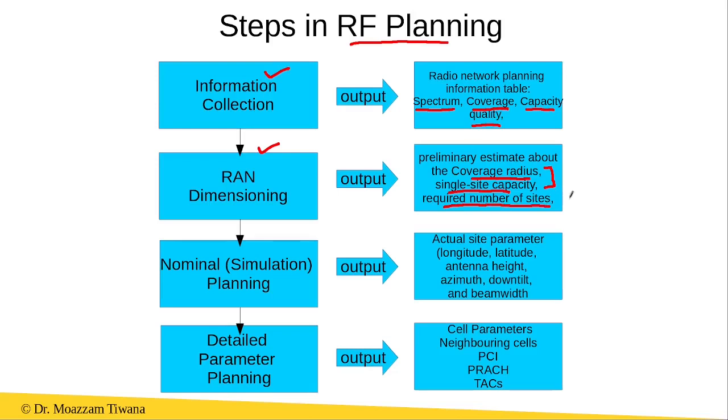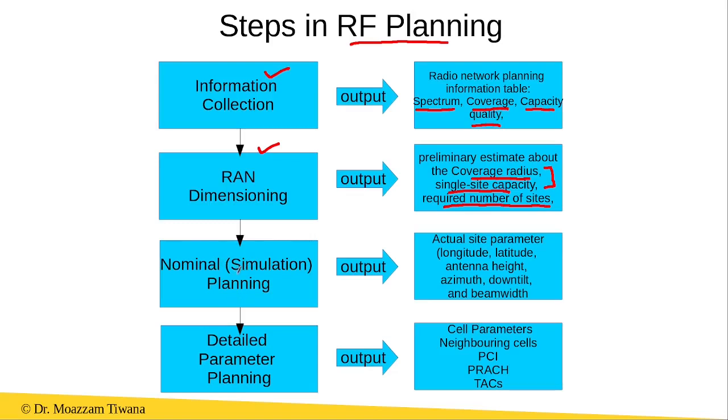And after this step, we get the initial information about what type of equipment would be required and in how much quantity this equipment would be required. And at this stage, the order for the equipment can be placed. And after that, we go to the next step, which is the nominal planning.